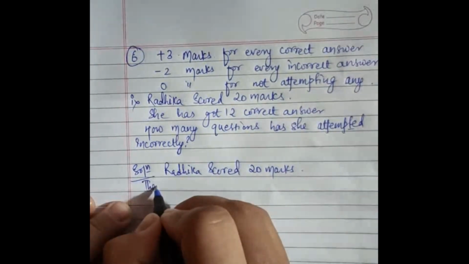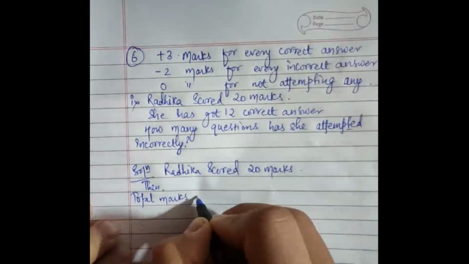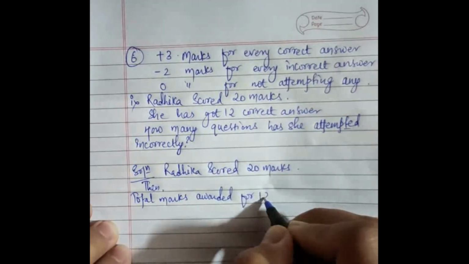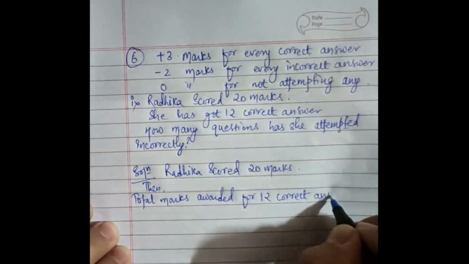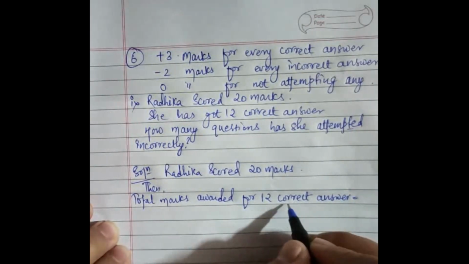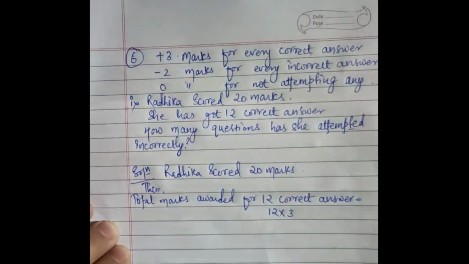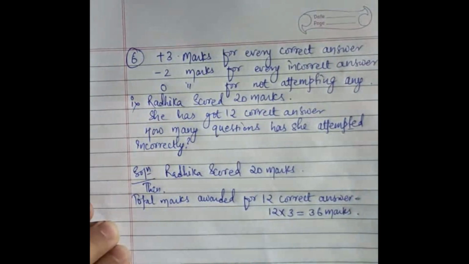So then total marks awarded for 12 correct answers. For 12 correct answers, how much should she get? Actually 12 into 3, because for one correct answer she was getting 3 marks. So for 12 correct answers, she is going to get 36 marks, isn't it?